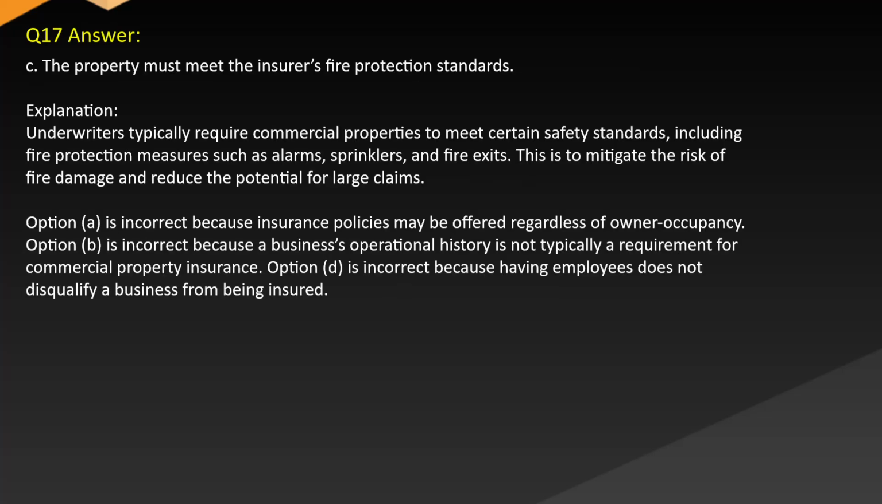Answer: C. The property must meet the insurer's fire protection standards. Explanation: underwriters typically require commercial properties to meet certain safety standards, including fire protection measures such as alarms, sprinklers, and fire exits. This is to mitigate the risk of fire damage and reduce the potential for large claims.